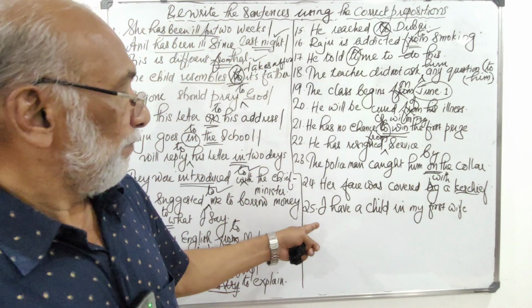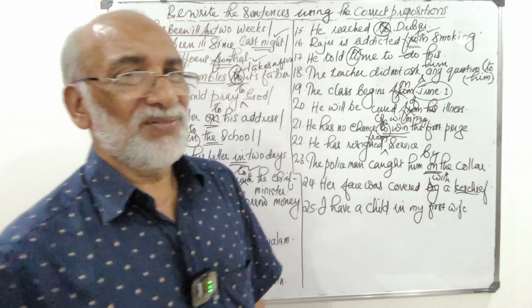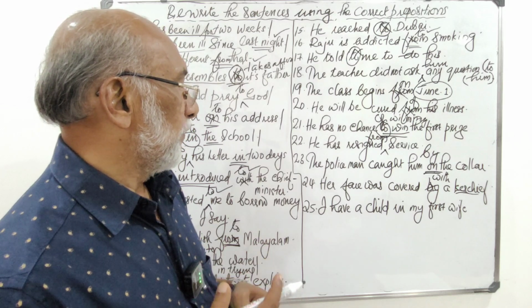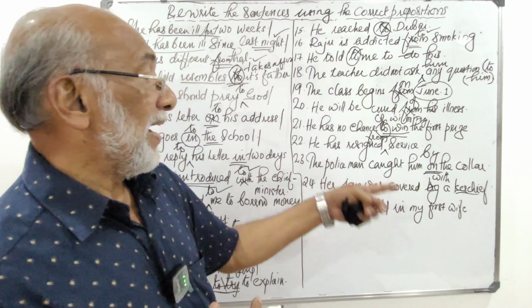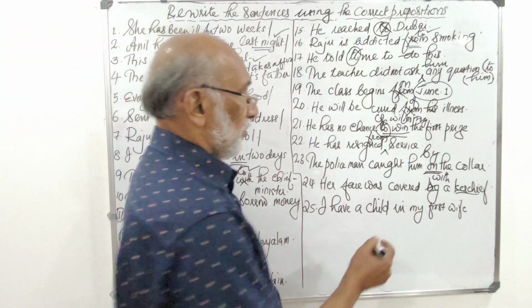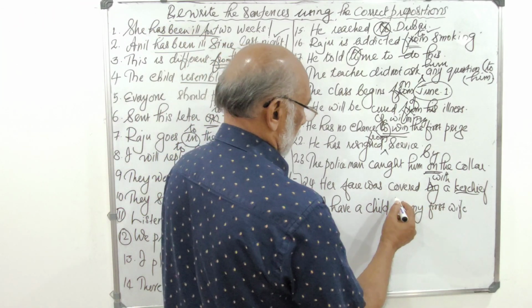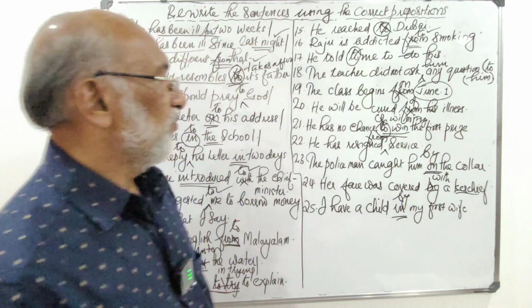And the last one. I have a child in my first wife. This is a sentence that very often people use in a wrong way. I have a child by my first wife, not in my first wife. I have a child by my first wife.